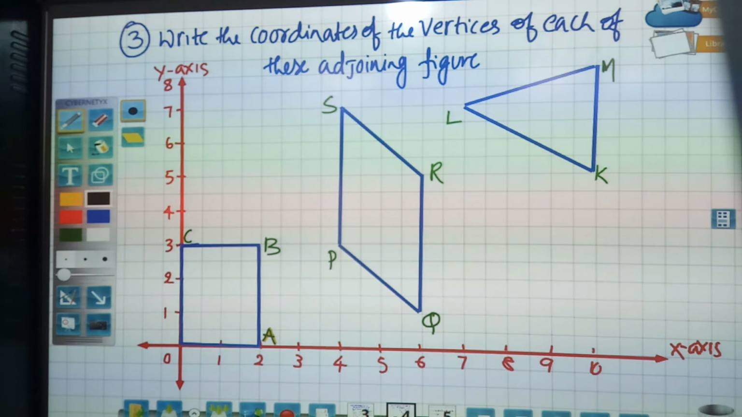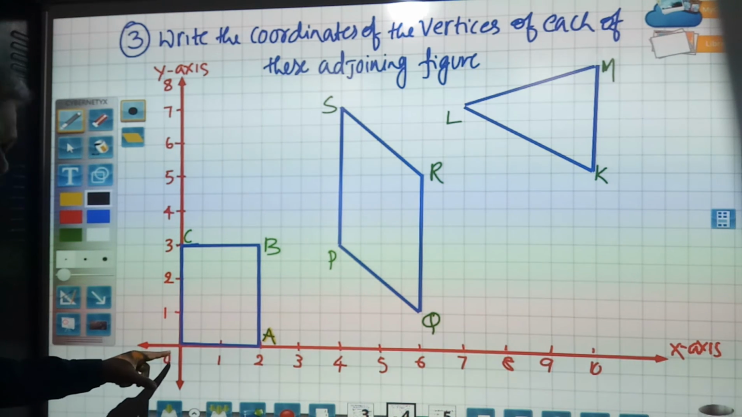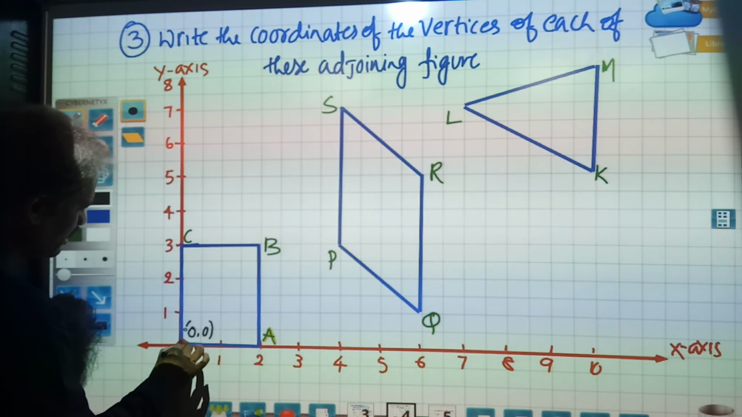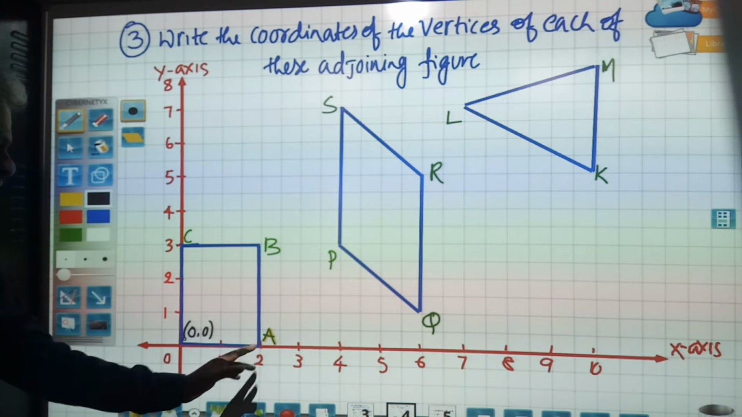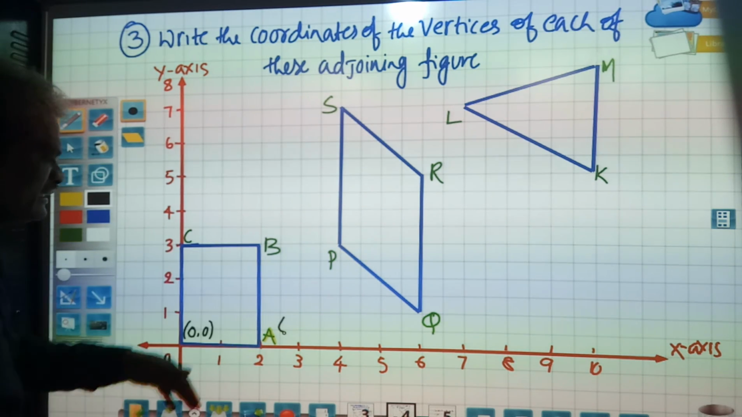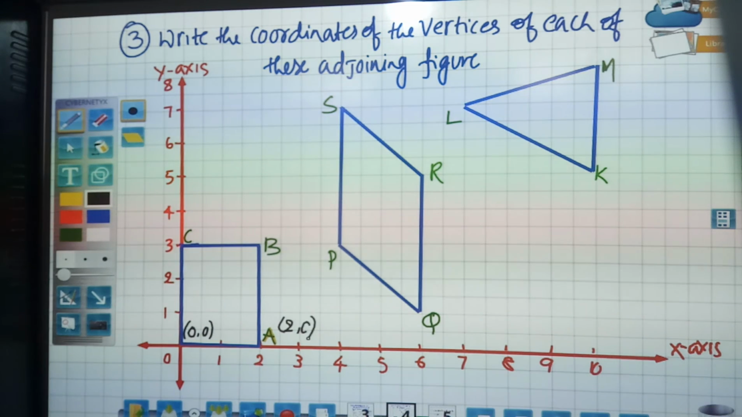Can you tell me what are the coordinates of this point O? Sir, 0, 0. So this point is 0, 0. What are the coordinates of A? Along x-axis it is 2 units. Along y-axis it is 0. So 2, 0.